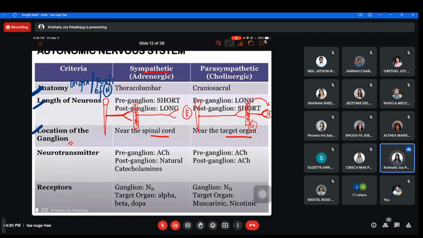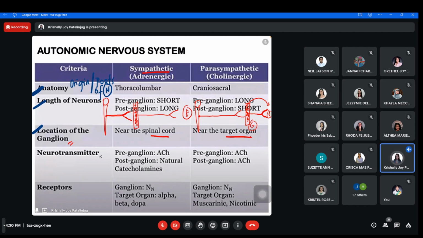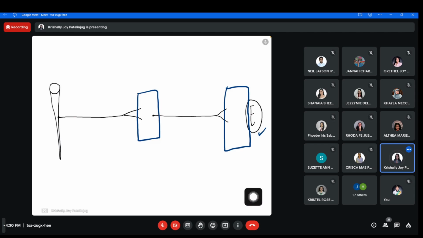Okay, let's proceed. So, done with the location of ganglion, we will proceed to the difference of the sympathetic and parasympathetic nervous system based on the neurotransmitter they release or synthesize. Before that, let us first review this figure. Let me assess if you really accessed the pre-recorded lecture video.